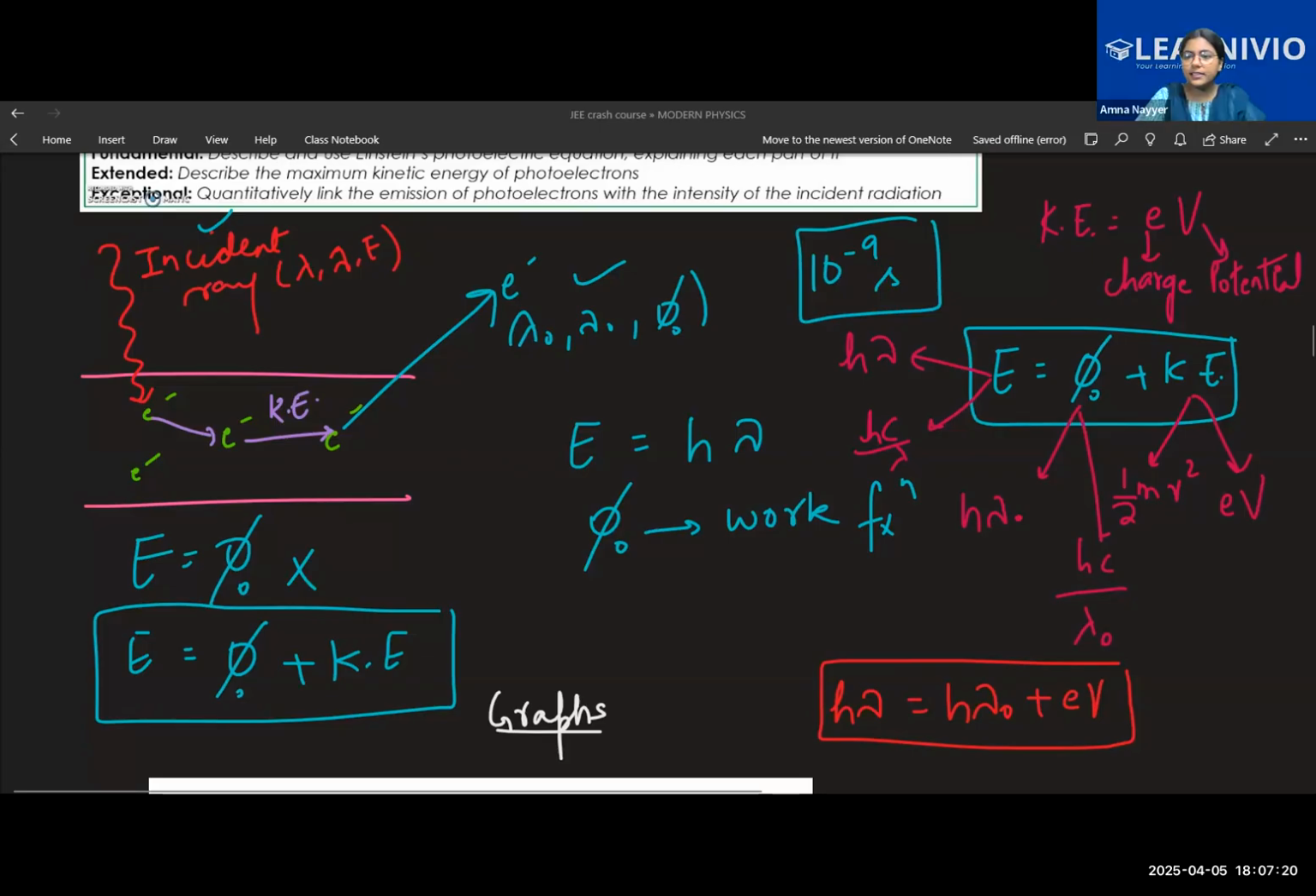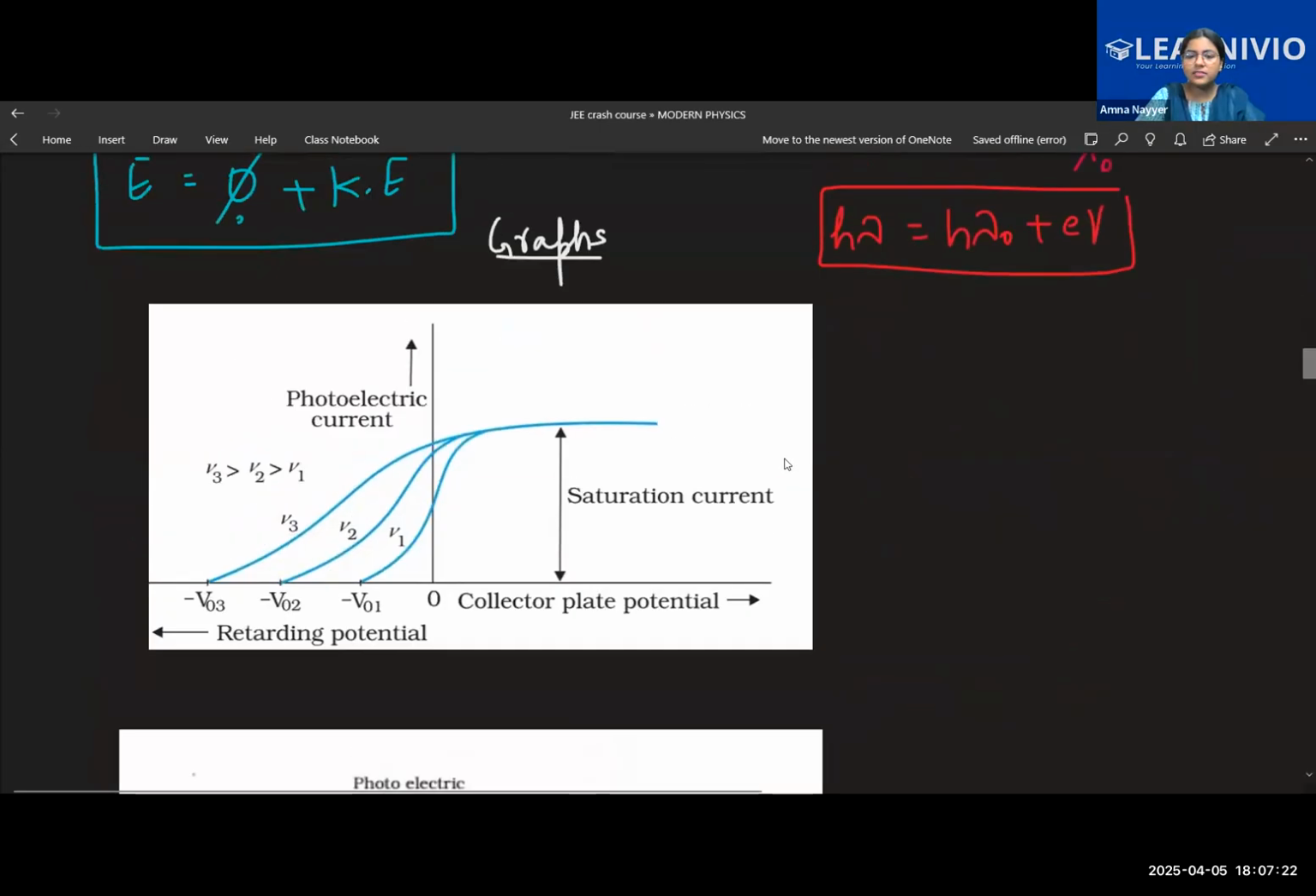Okay, let's see some graphs. Graphs directly come in the exam. This is from your NCERT only. Graphs are drawn in the register also. But these few graphs are very important because this graph introduces you to the concept of stopping potential.